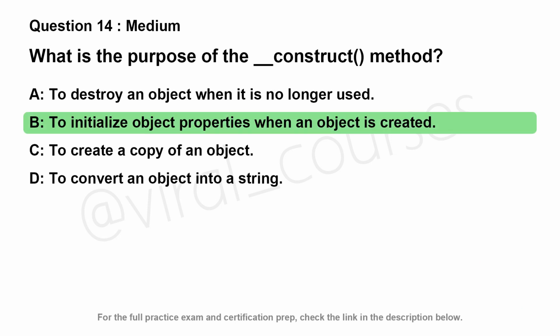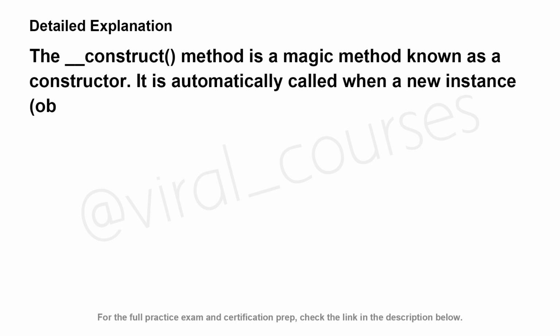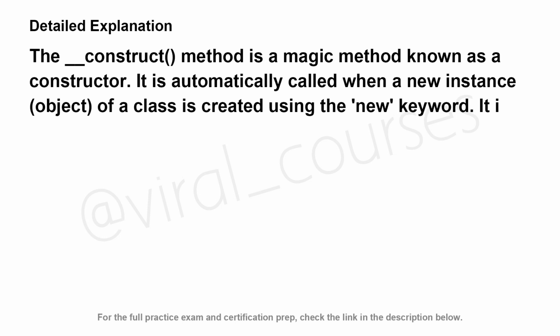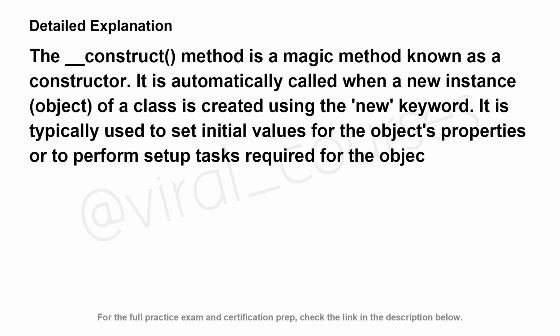The correct answer is B. The __construct method is a magic method known as a constructor. It is automatically called when a new instance object of a class is created using the new keyword. It is typically used to set initial values for the object's properties or to perform setup tasks required for the object to function correctly.